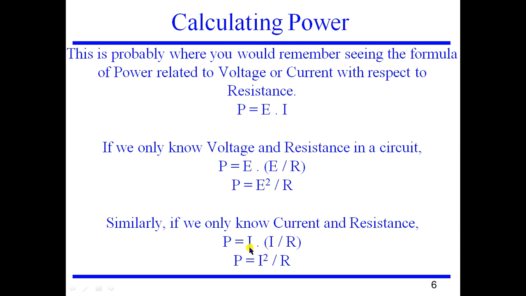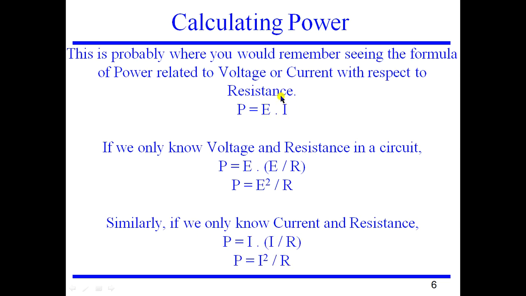Similarly, if I know only current and resistance, the formula is going to be I square into R. How did I get I square into R? I into V, and V is nothing but I into R. V is unknown, but I know the values of I and R, so I into R, so I have I square into R. So this is the value of power.